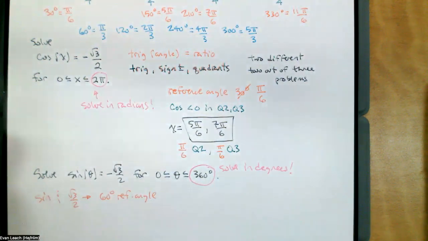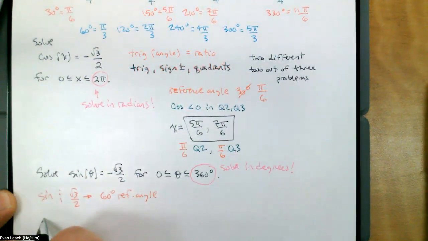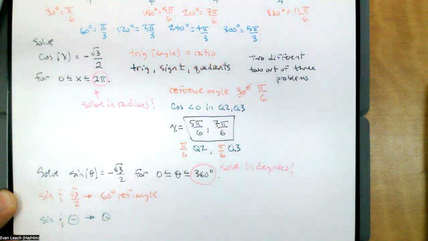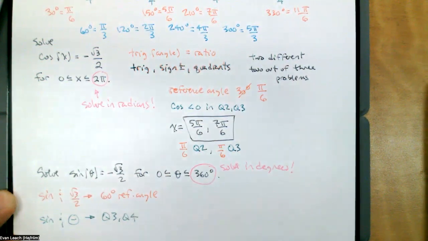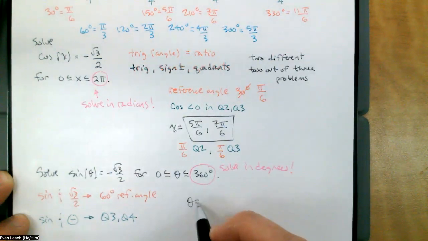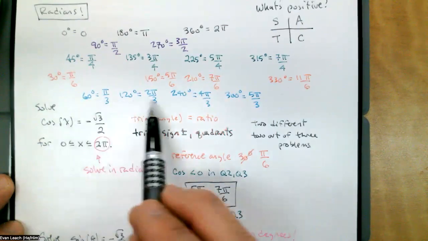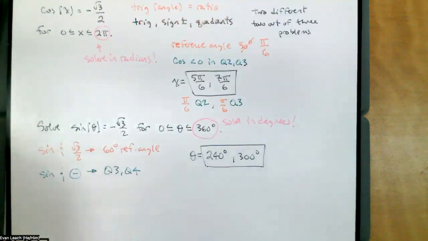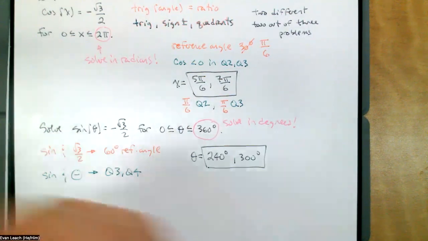Then the other thing we go for is this, we have sine and it's negative. So what quadrants are we talking about? Quadrant 3 and quadrant 4. So we're just going to grab the 60-degree reference angle in quadrant 3 and quadrant 4. 60 degrees in quadrant 3 is 240. And 60 degrees in quadrant 4 is 300. So 240 is the 60 in quadrant 3.